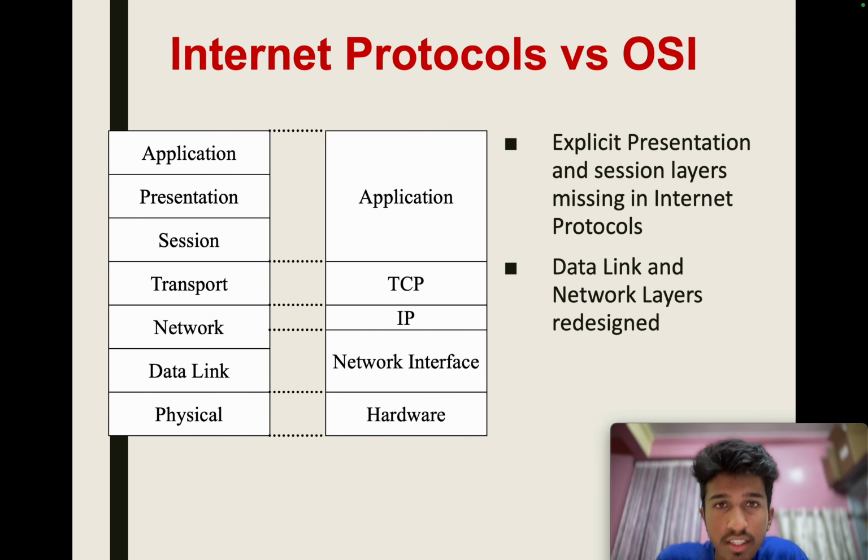Here we can see the internet protocol versus the OSI. The internet protocol was a prior model which was used, before the ISO standard. Now we have divided the application, presentation and session layers into three layers, instead of a single application layer. The transport layer is TCP and the network layer is IP. Then the data link is network interface and physical is hardware.